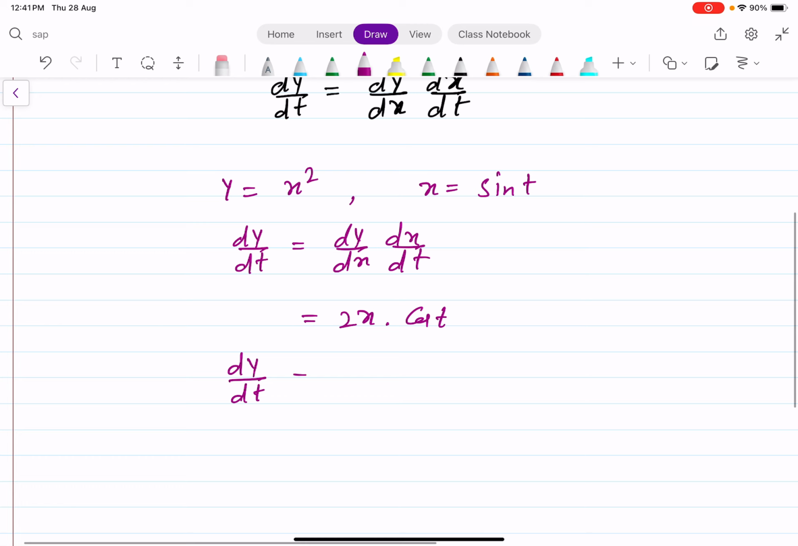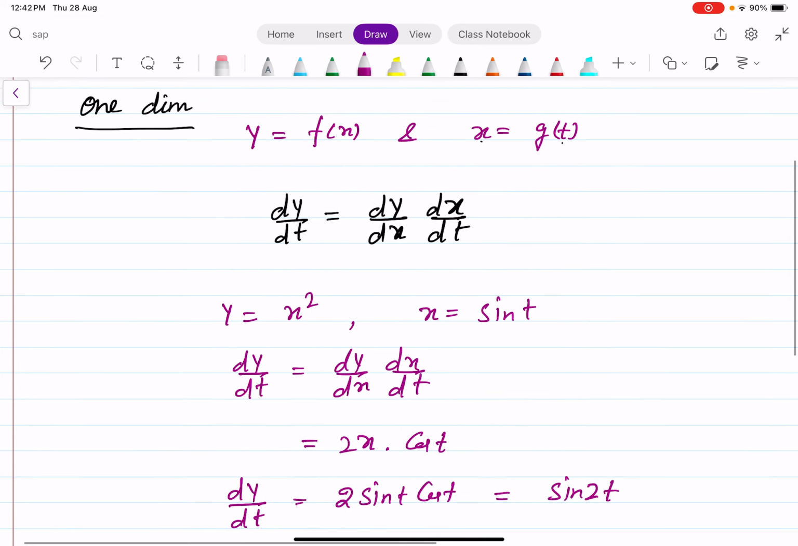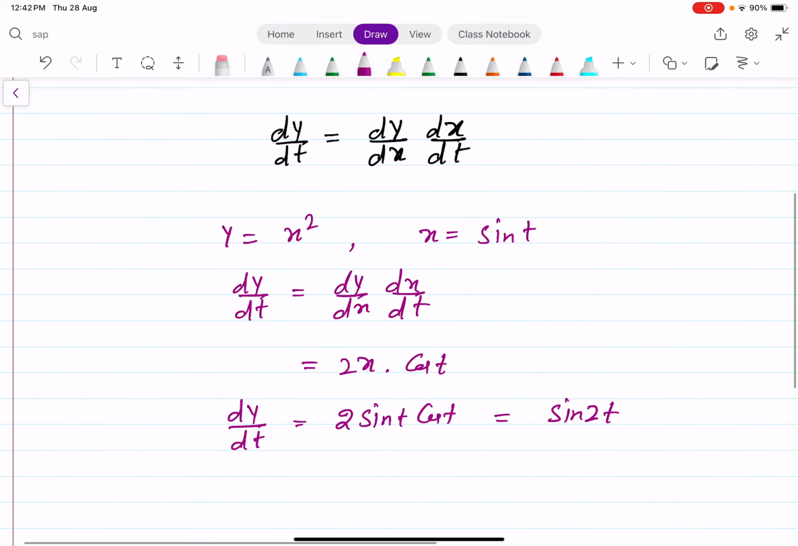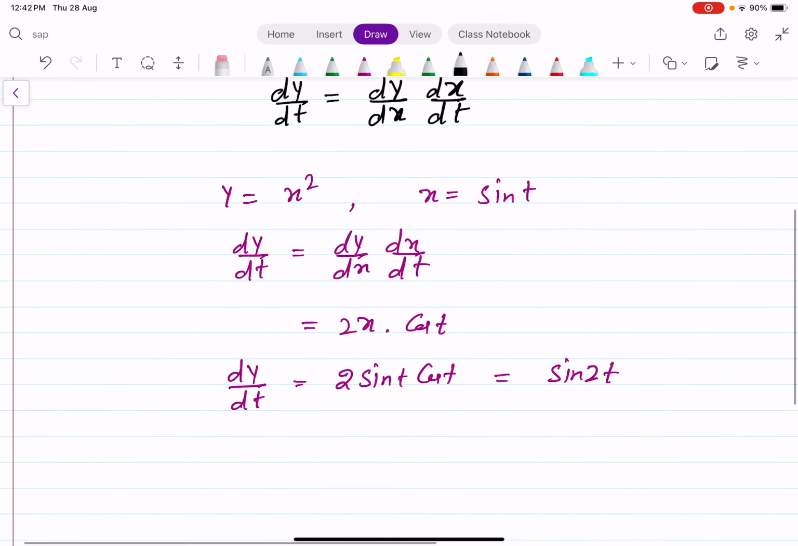So what would be the value of dy/dt? We can convert it into one variable. So x equal to what? sin t. So 2 sin t cos t. So this is the differentiation of y with respect to t. Whenever we are talking about one dimension, this is the procedure. You have done this thing in your first year.